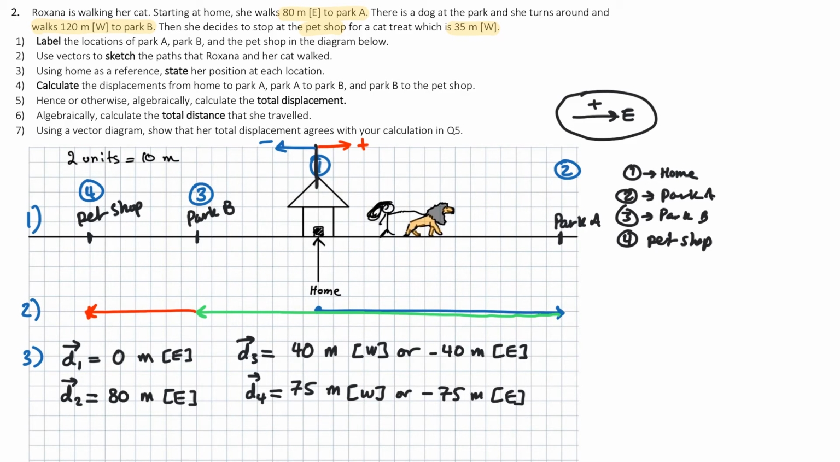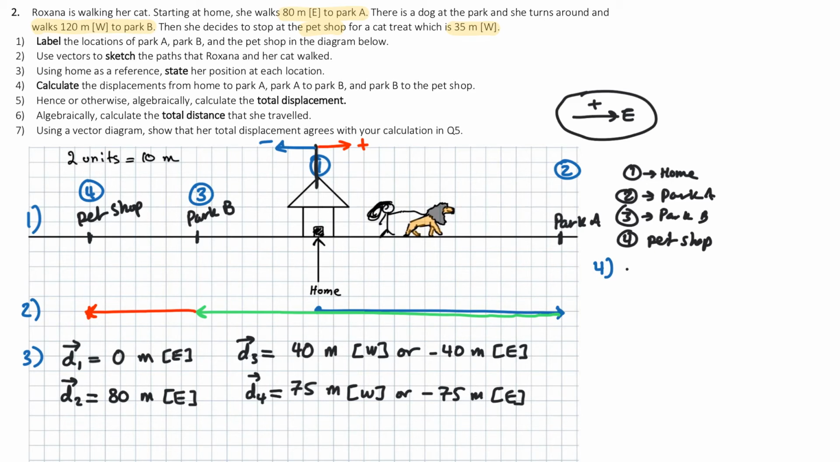So we can see that when we want to find the position, we always look at the reference point and we see how far those positions are from our reference point. Question 4 asks us to calculate the displacement from home to park A. Okay, let's do question 4 here.